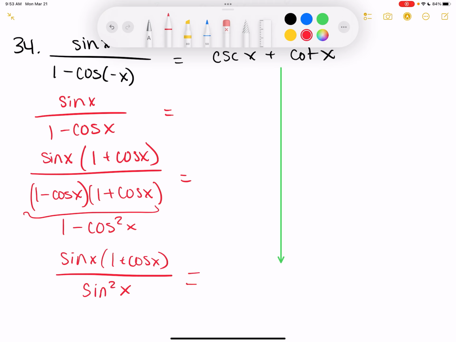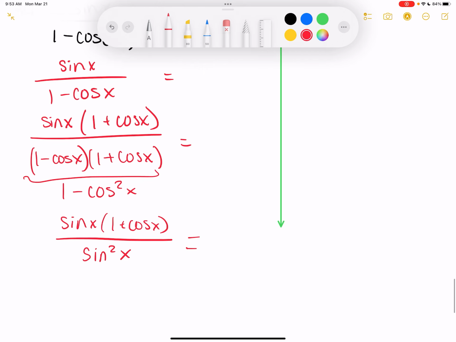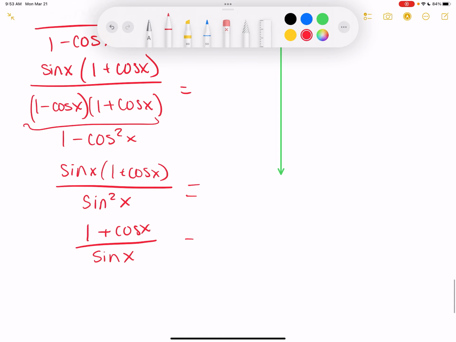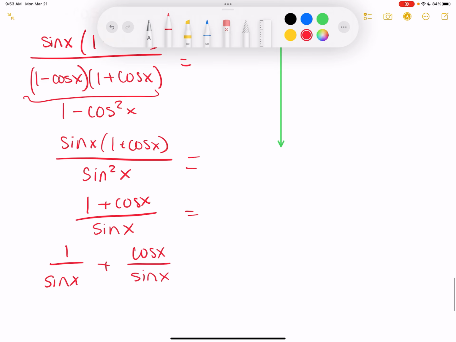Then sine and sine squared cancel, leaving me with 1 plus cosine of x over sine of x. Because it has the same denominator, I can rewrite this as 1 over sine of x plus cosine of x over sine of x, which is the cosecant of x plus cotangent of x. And that's what I was trying to find.